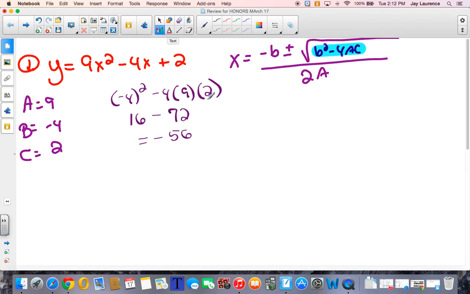It just means it's not going to cross the x-axis. Now I know it's going to open upward, so I'm going to go find my vertex. How did I know it's going to open upward? Well, immediately a tells us that a is positive, right? So the parabola opens upward. So I'm going to go find my vertex.